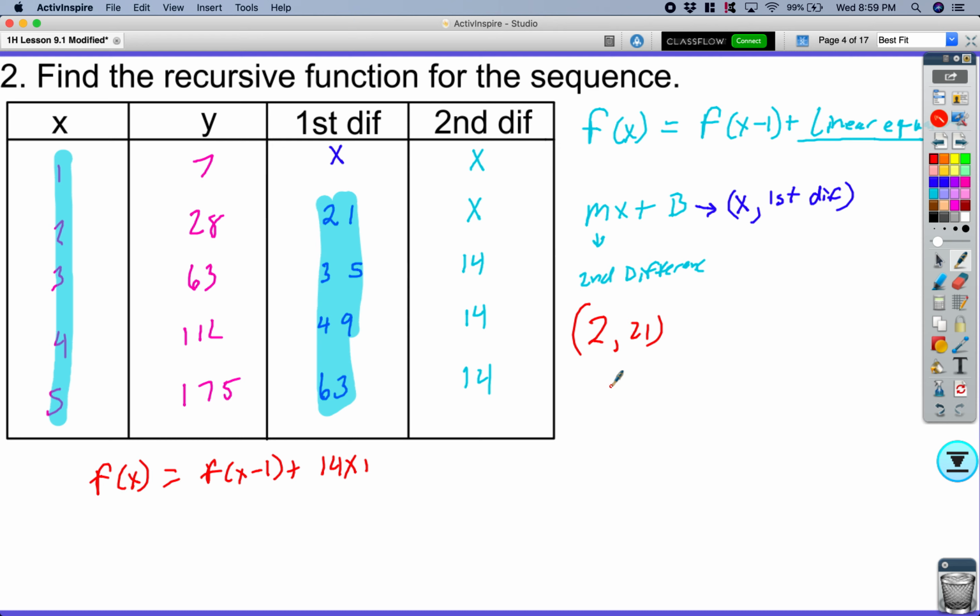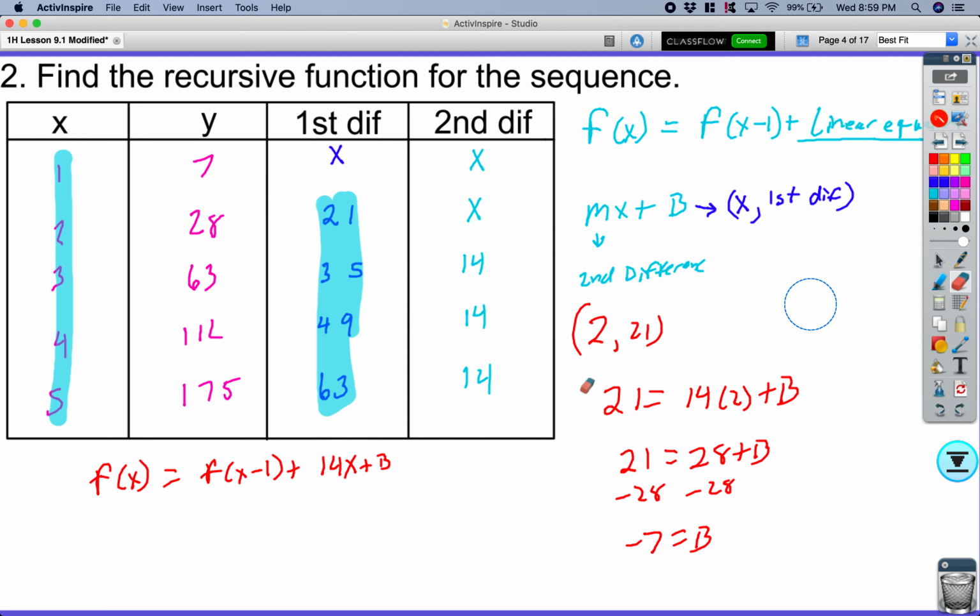So I'm going to get this value of 21 is equal to 14 times 2 plus b. And I'm getting that for this part right here. I'm solving for the b value. I'm solving for this plus b right here. So I'm just plugging it in. So this will give me 21 equals 28 plus b. And when I subtract 28 on both sides, I'm going to get negative 7 is equal to b. So now I have that. So the recursive formula for this then is just the function of x is equal to the previous term, f of x minus 1, plus 14x minus 7.